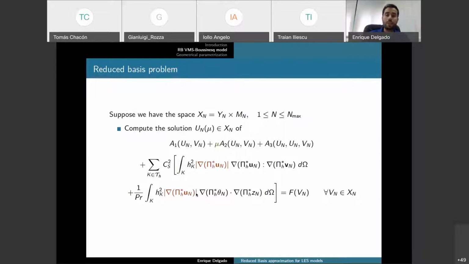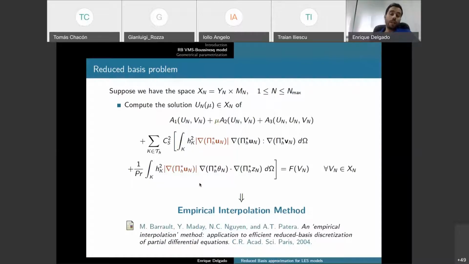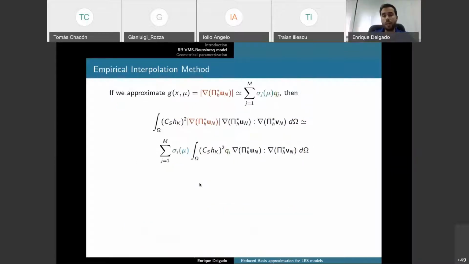So in order to treat this non-linear term, we use the empirical interpolation method, which helps us to linearize these terms in some way. Thanks to that, we can approximate this non-linear term by a linear combination of some coefficients that depend on the parameter value and some functions that are totally independent from the parameter value.